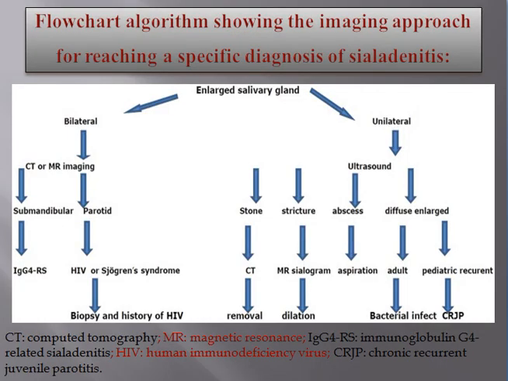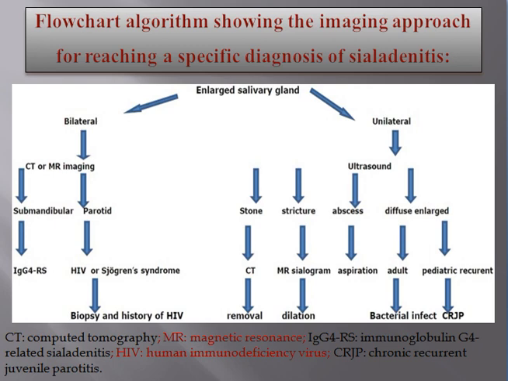The next slide shows us a flow chart or algorithm according to the diagnostic tools for sialadenitis. You can see that first of all there should be some enlargement or some complaints of the patients according to the salivary gland. If it's unilateral, we go to the ultrasound. If it's bilateral, CT or MRI.